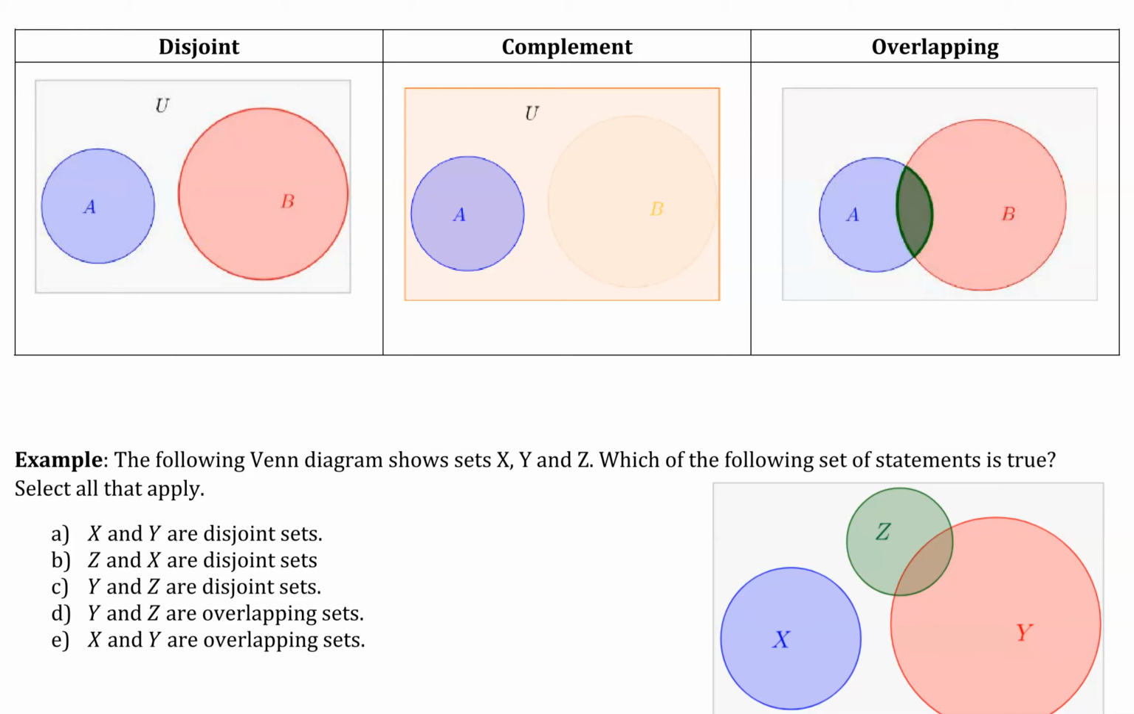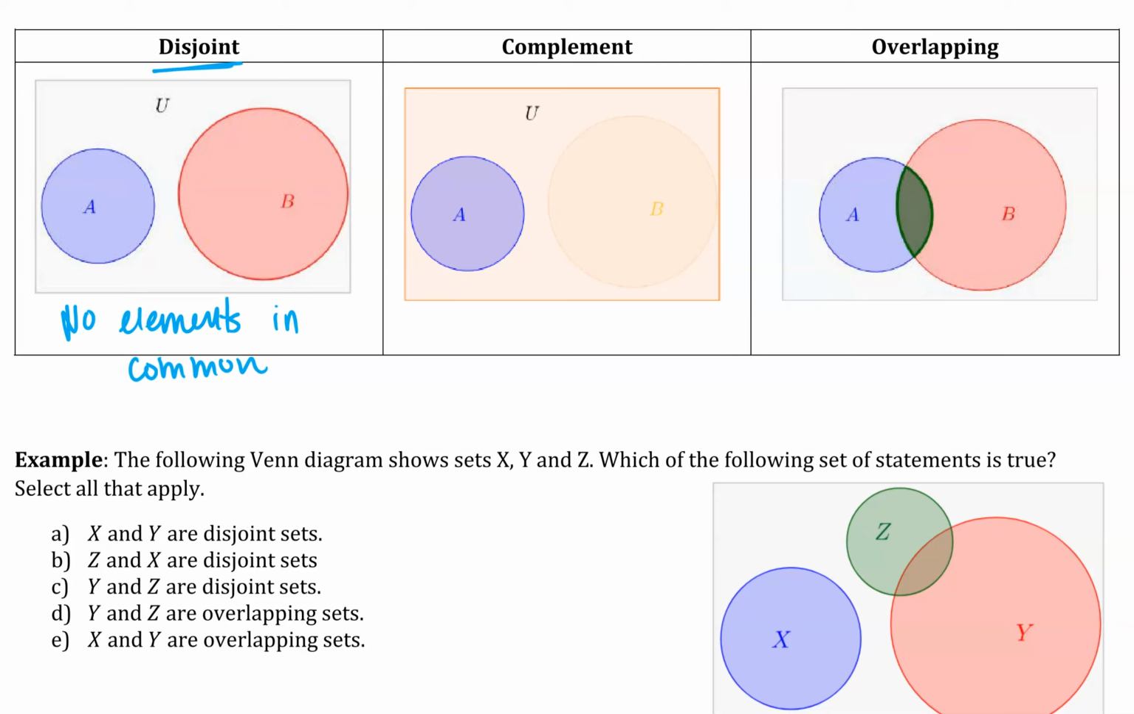Two sets, A and B, like you can see here in this picture, are disjoint if A and B have no elements in common. So we can see that illustrated in this Venn diagram because they're not overlapping. They have nothing in common.